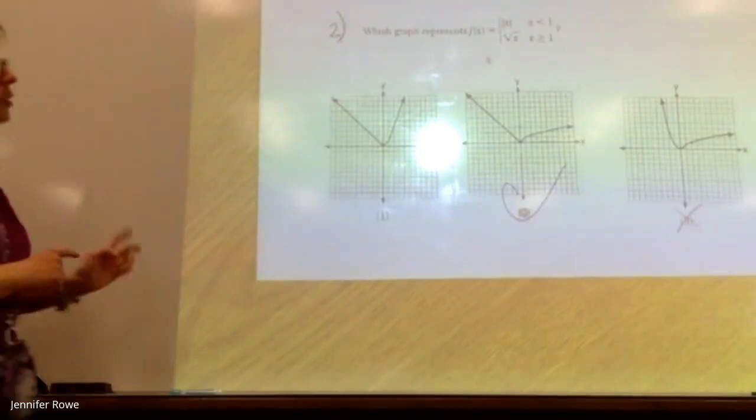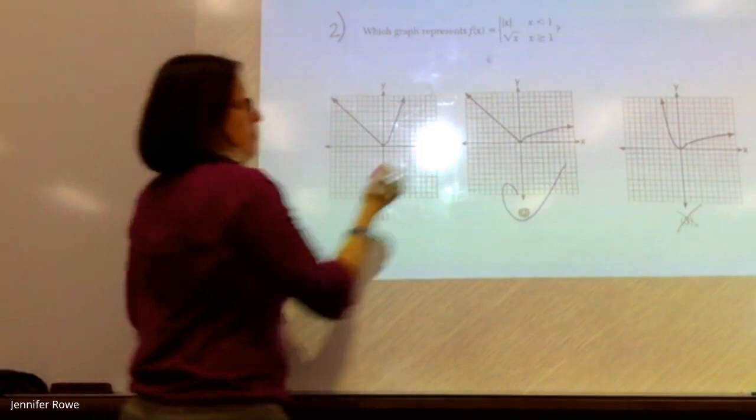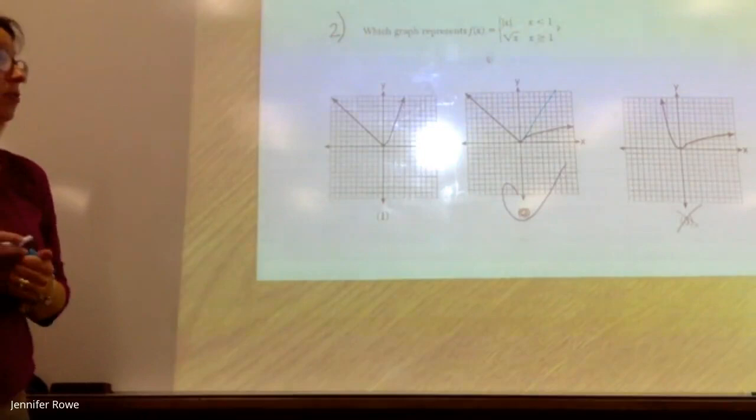Square root is not a regular parabola. This is the one that's a sideways parabola. If you put them both in your calculator, what was going to happen is you were going to see this, because that kept going. Okay, so then you should be able to just kind of pick that one up.